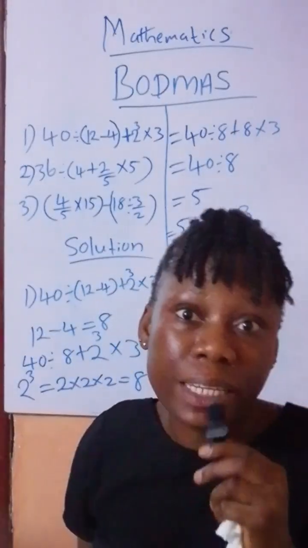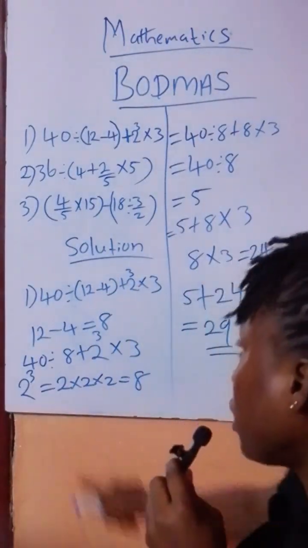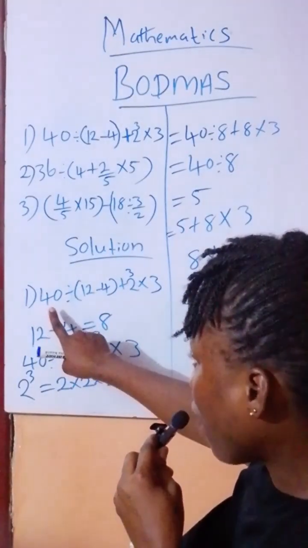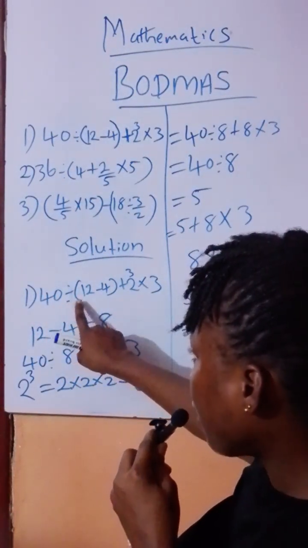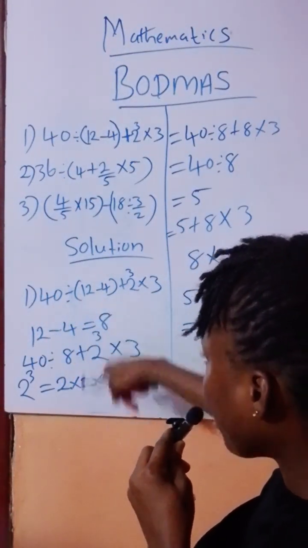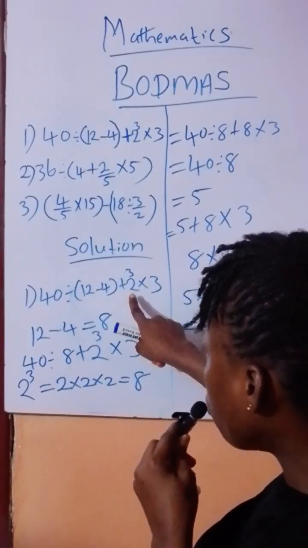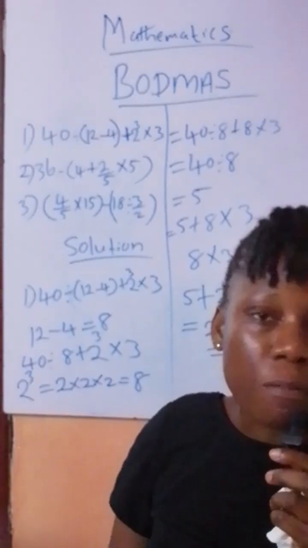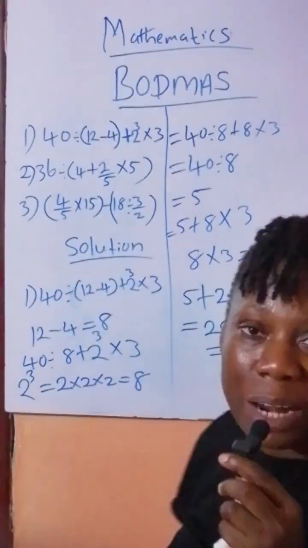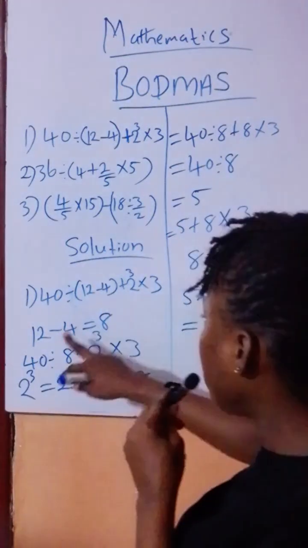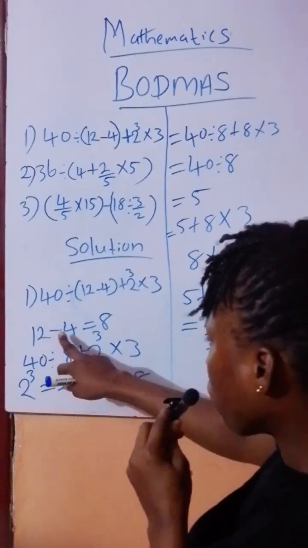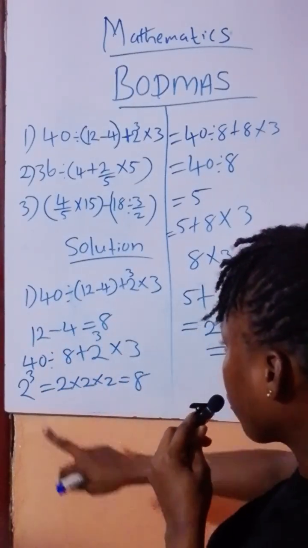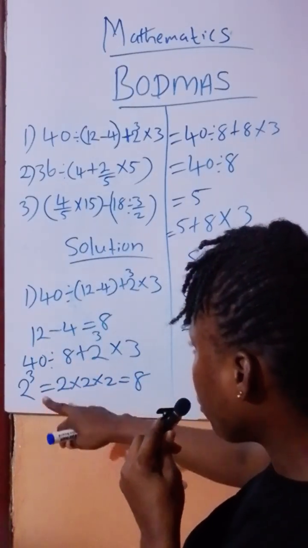Let me explain again from the beginning. This is question 1. We have 40 divide bracket 12 minus 4 bracket plus 2 raised power 3 times 3. Then we follow the law of BODMAS. We solve the bracket first. We open this bracket, that means we say 12 minus 4 gives us 8. We bring down our question again.